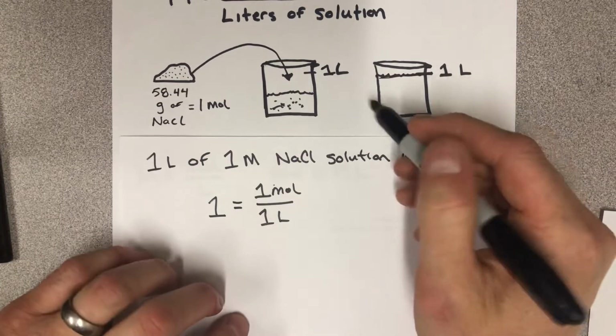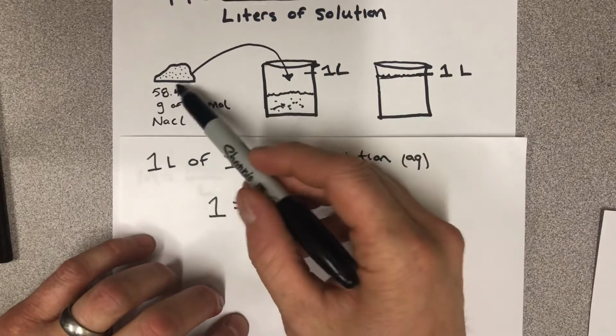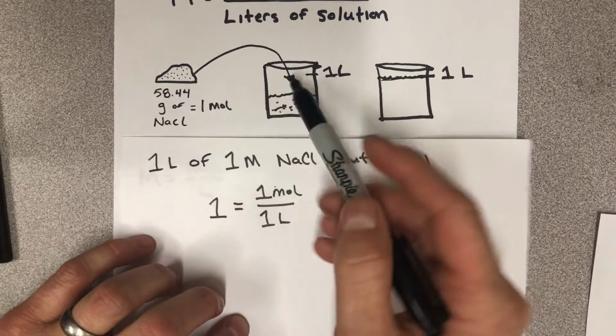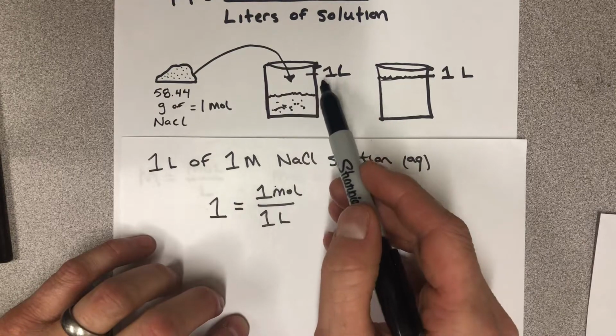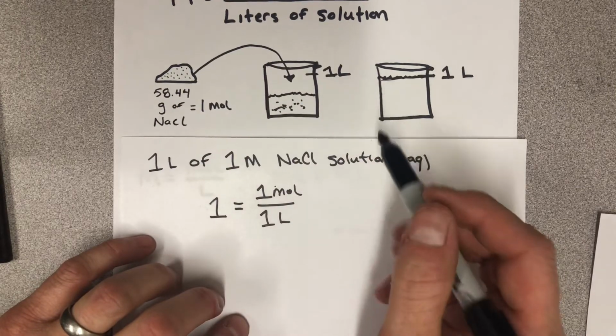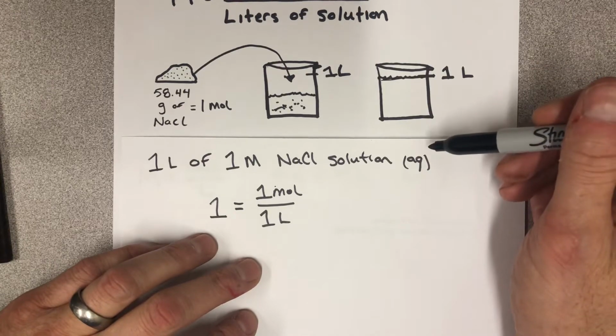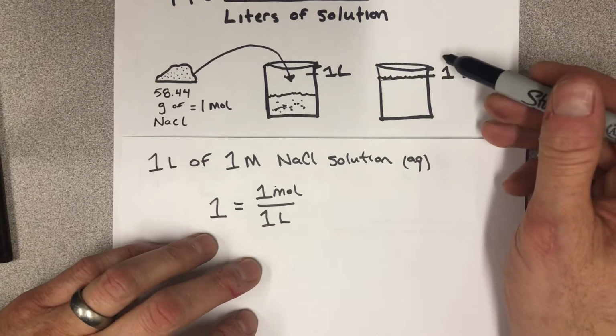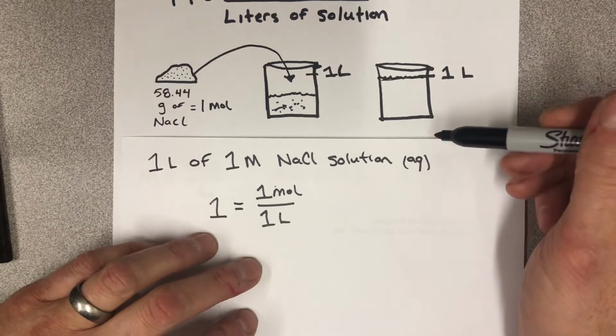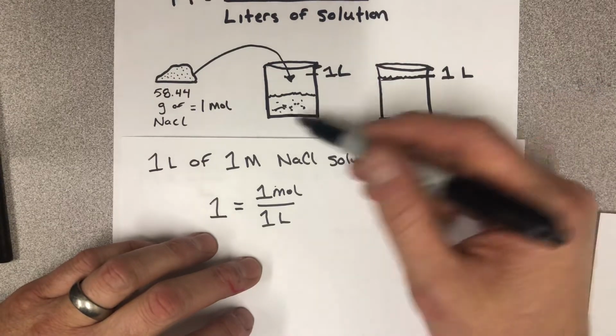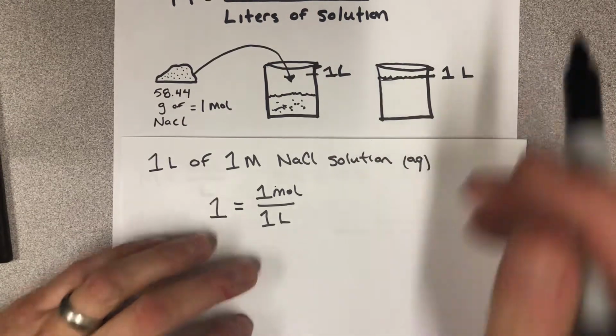Some people make the mistake of measuring out this quantity of sodium chloride, measuring exactly 1 liter of water, and then dumping the salt into it. The problem with doing it that way is that you end up with a solution that is greater than 1 liter, which will actually decrease the molarity of the solution. So there's a right way to make these solutions.